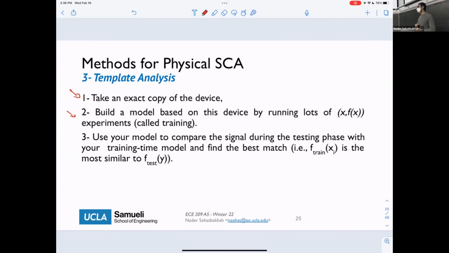And then during the testing, we are given a new f of x, which we call f test y or f test x. Then what we should do is just find the most similar f of x during the training. If we can find a candidate that's most similar to this one, then the chances that x of i is equal to y is pretty high, right? So we're finding a sample that's very similar to the sample that we're seeing here.